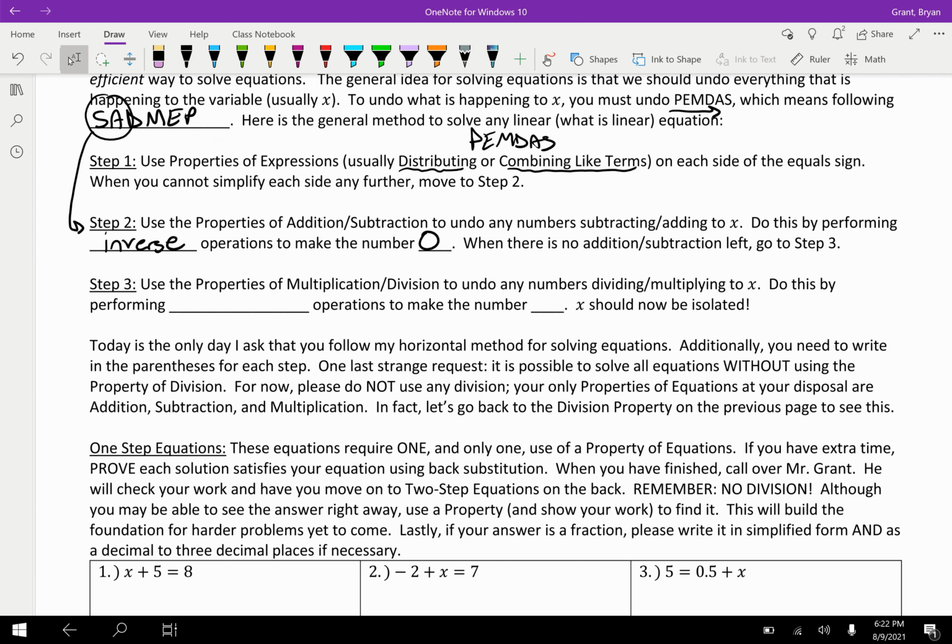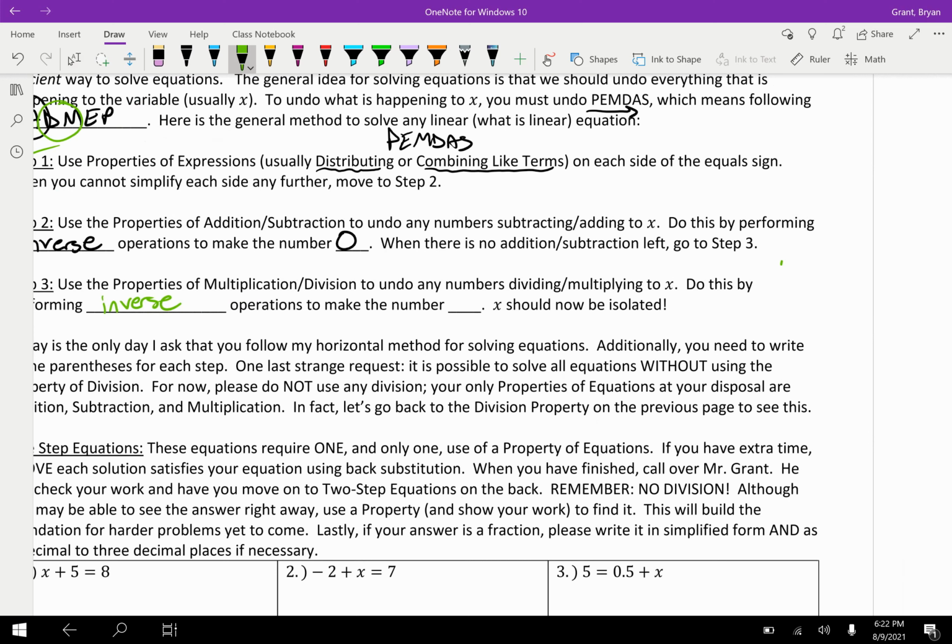Last but not least, the next part in SADMEP is the multiplication and division. And we're going to undo any numbers that are multiplying or dividing to x. We do this by performing inverse operations again, but this time when you multiply or divide, let's think, if you had something like 4x equals 8 and you wanted to divide, well, the opposite of multiplying by 4 is dividing by 4. So, x equals 2.